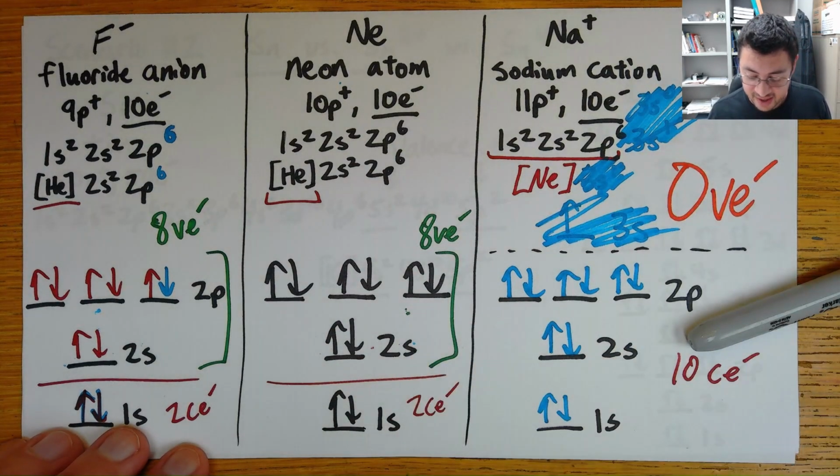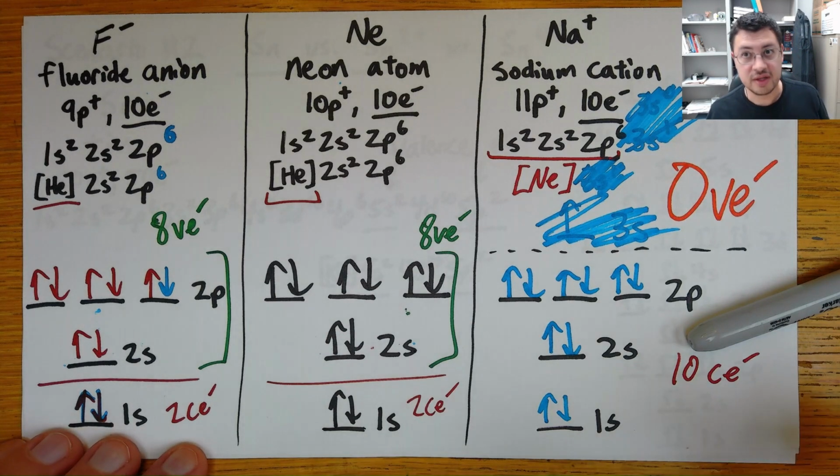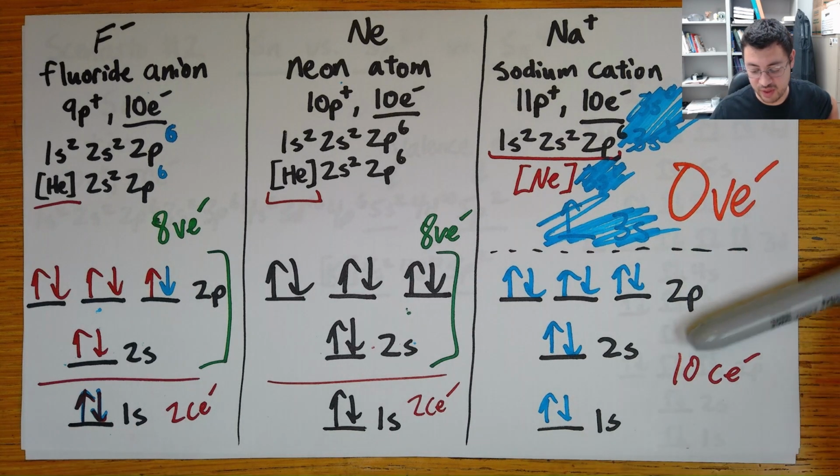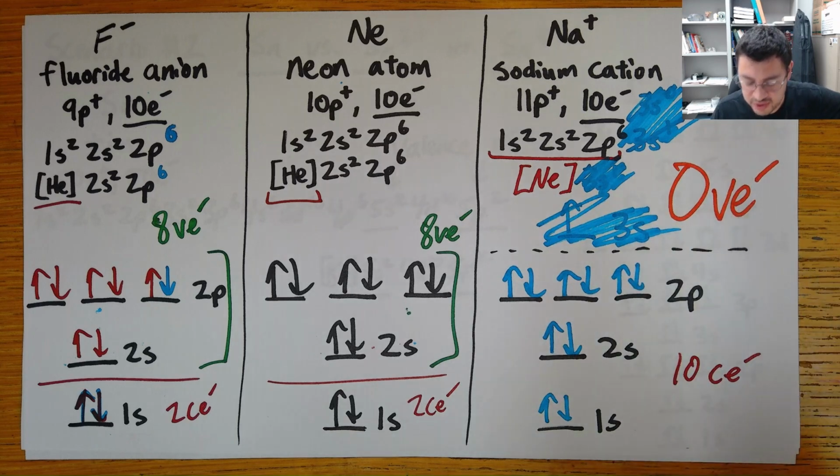But for metal cations, you lose some or all of your valence electrons, and then it's possible to get to a 0 valence electron count. So you wouldn't say 8. No, sodium used to have 1 and it lost it, so it's a 0.